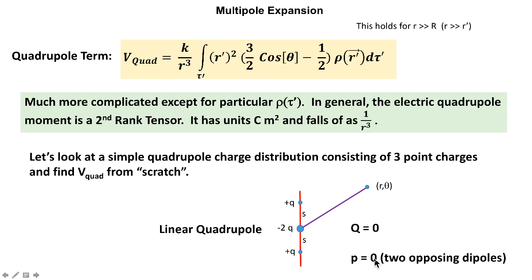P total is 0 also, because if you look at this one, we could have a dipole pointing up with minus q plus q, and then another one pointing down, minus q plus q. 2 opposing dipoles will give you 0 total dipole. So this has no monopole, has no dipole, but let's see if it has a quadrupole.